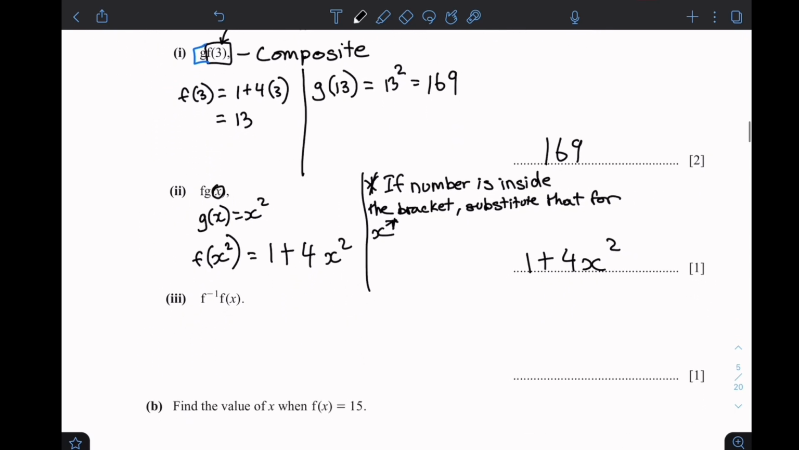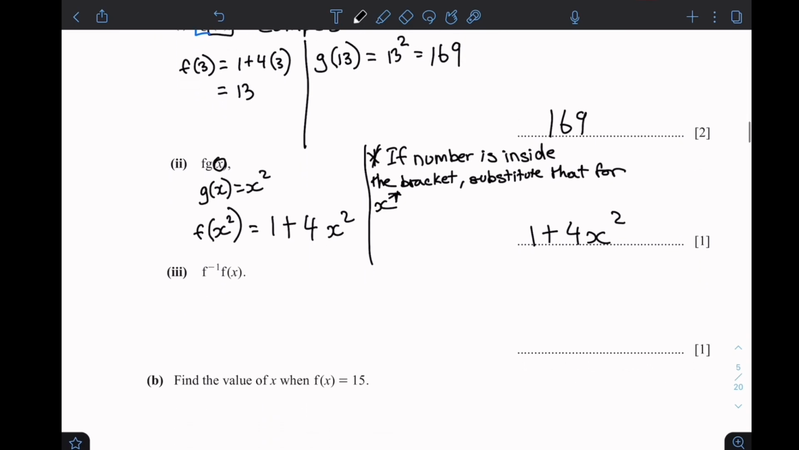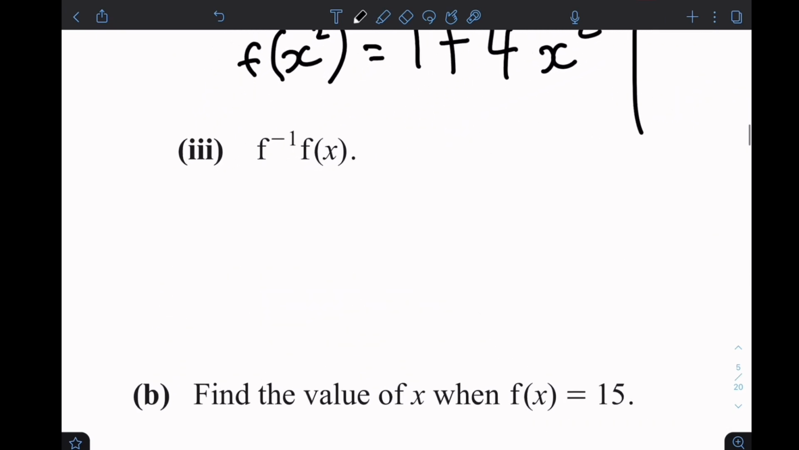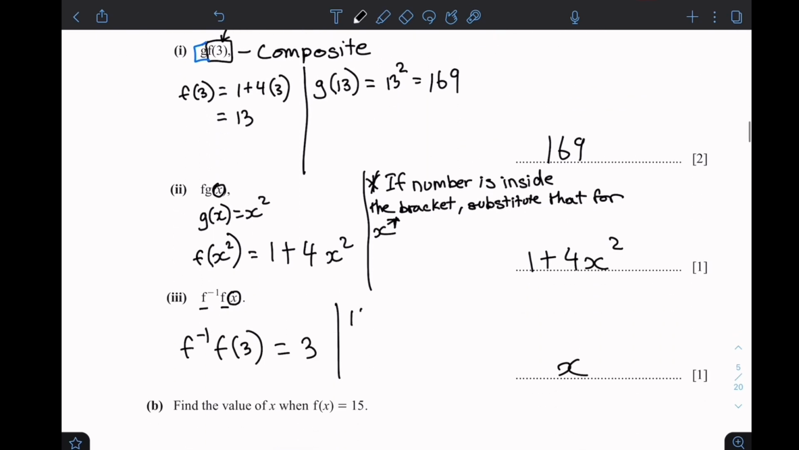Okay. So next question is f inverse of f of x. So a point to note over here is both are f, right? And whenever you have a function and you inverse that thing, you get the same answer as what's inside the variable. Okay, so the answer to this is x. So I'll give you another example. If it was f inverse of f of 3, then the answer would be 3. I'll show you how, because f of 3 in this case is 1 plus 4 into 3, which is 13.